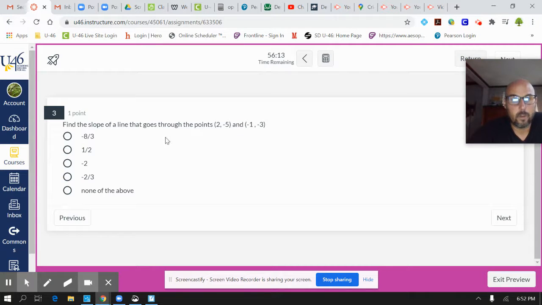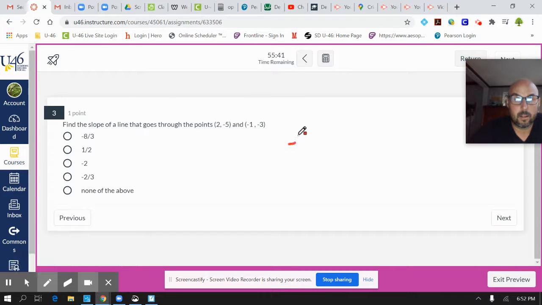Find the slope of the line that goes through these 2 points. So here you'll have to do some work. And since it's multiple choice, you really don't have to show your work, but you'll have to do work on a simple piece of paper. To find the slope, you will take the y minus the y divided by the x minus the x. So first the y's. Negative 5 minus negative 3 is the same thing as negative 5 plus 3, which is negative 2.